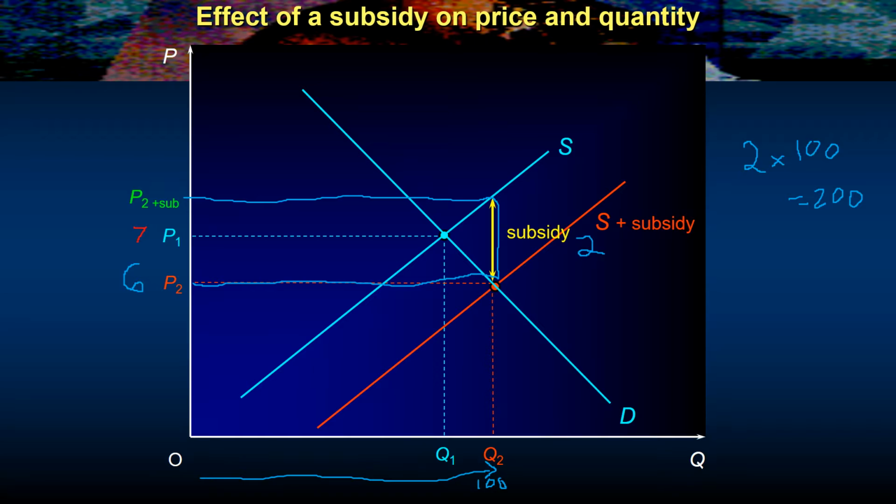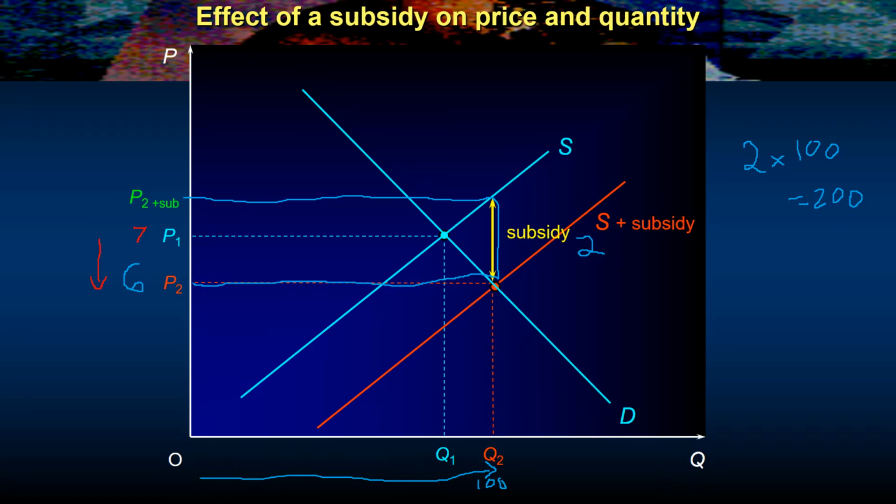So the government are spending this much money, this 200. And the question we're asking here is the incidence of the subsidy. Who gets the benefit of this 200? Now, if you were a consumer, you would see the benefit through a lower price. And if you were the producer, you would see the benefit through higher profits.